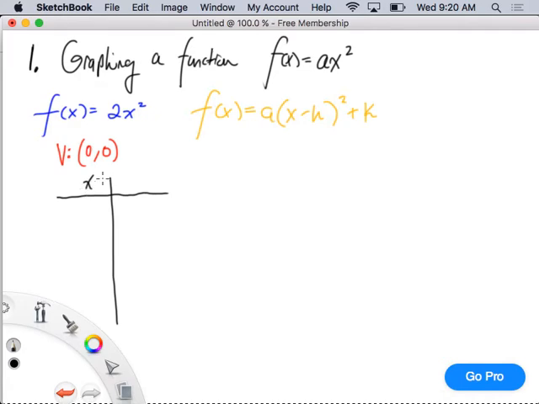So once I have my vertex, I create my x, f of x table, and I put my vertex here in the center. And then I have to populate this column of x, and I do that by going down one, down another, up one, and up another. And when I'm done, I've seen a lot of mistakes here. When I'm done, I should have a list of five numbers in numerical order: -2, -1, 0, 1, 2. See, they're in numerical order.